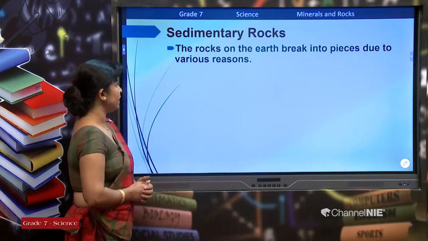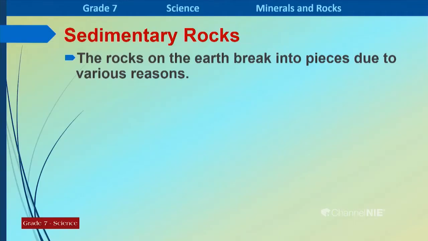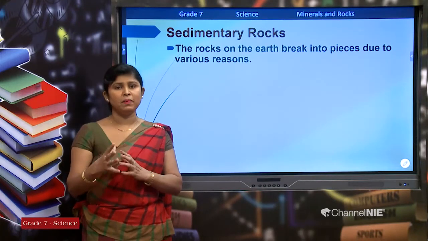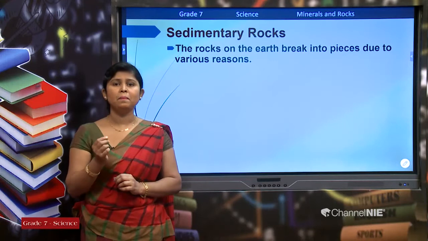The rocks on the earth break into pieces due to various reasons. Yes, let us read it carefully. My dear children, there can be different reasons like wind, flowing water, physical factors. Due to various reasons, the large rocks can be broken down into small pieces, right? That is the first step. The rock can be separated into small pieces, right?